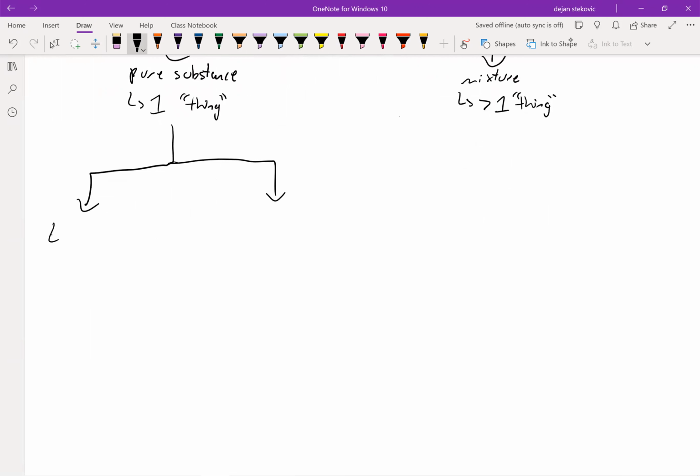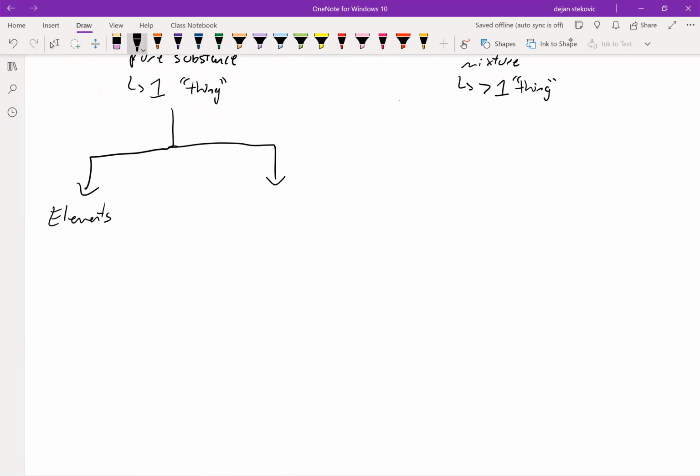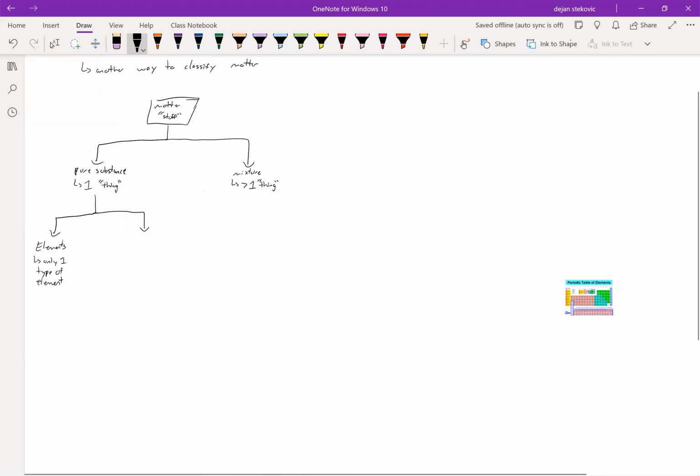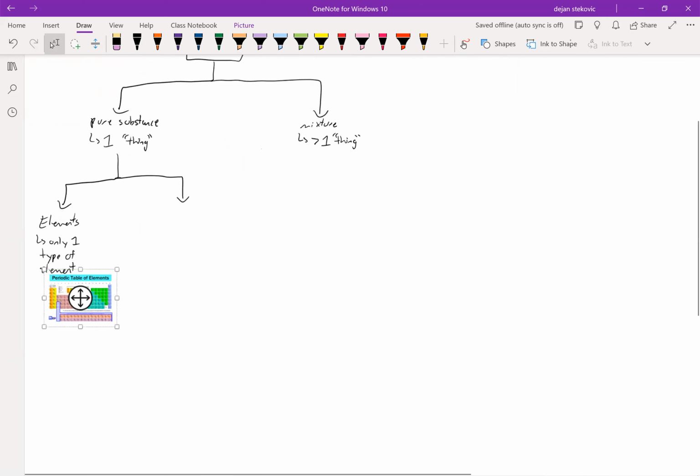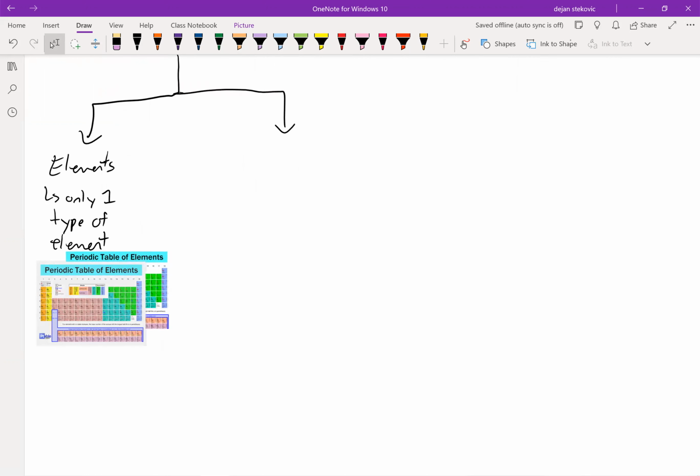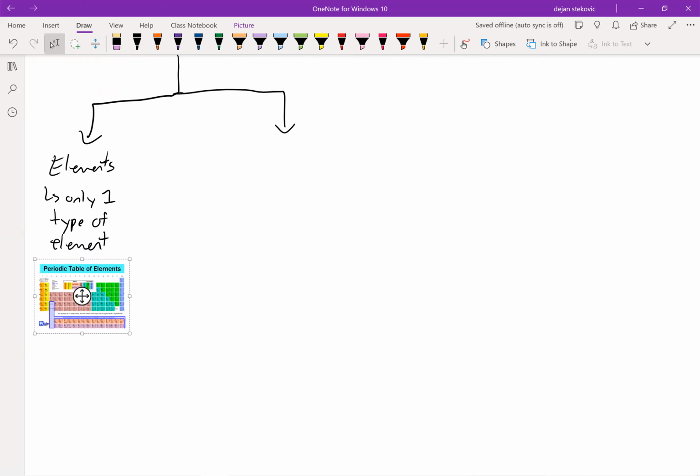So on the left side, we can go with elements. Elements, or things that we call pure elements, are only made out of one type of element. Remember from our previous video that we have the periodic table of elements. So if you're wondering whether something is an element or not, we can take a look at the periodic table. If you find it there, it's an element. If you can't find it there, it's not an element.